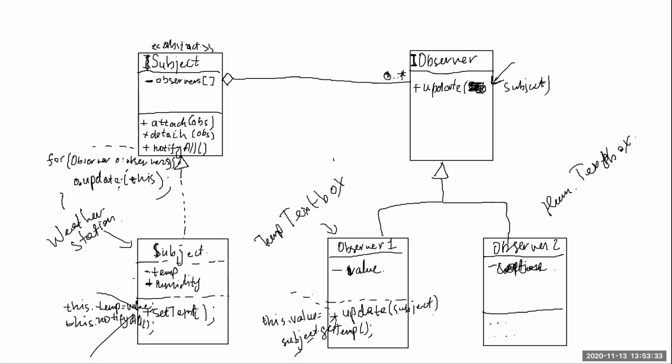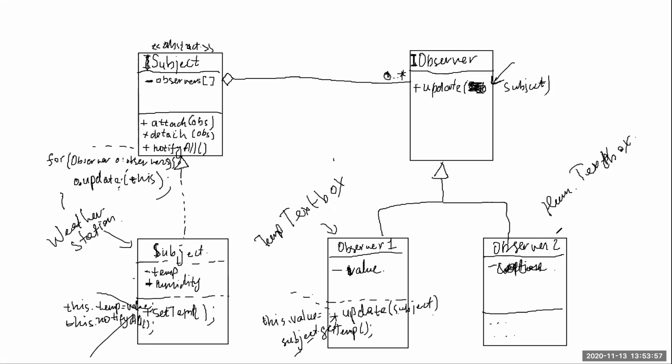Got the point? Yes. And if you do this, and you go and implement observer for this one, and you decide what you want to do with this change. For example, if this observer is a text box showing a temperature, then you care about the temperature, so you go and get the temperature and then update the value here.